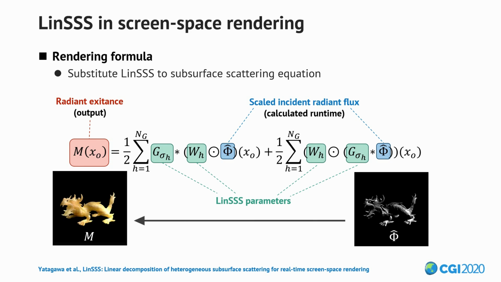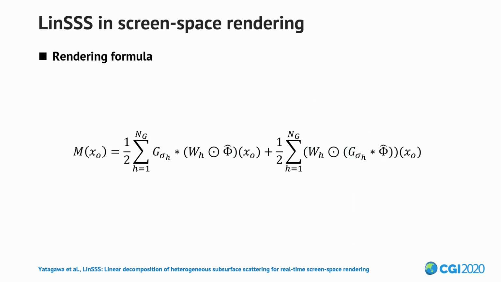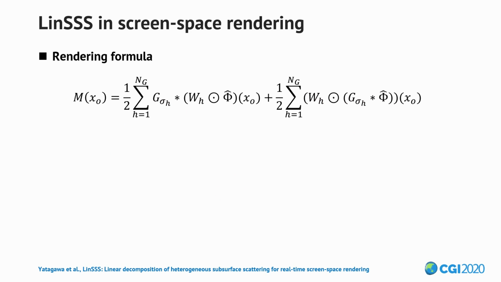In other words, the output image, which is equivalent to the radiant exitance m, is computed from the input image, which is equivalent to the incident radiant flux phi. To evaluate the right-hand side of this formula, we need to compute the convolution with the Gaussian functions 2n sub g times, because each term in 2 dimension requires to compute a convolution. Since the convolution of 2D Gaussian function is separated into two 1D convolution passes, the total number of the 1D convolutions needed to be computed is 2n sub g times 2, which is equal to 4n sub g.